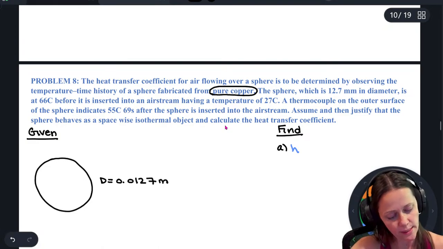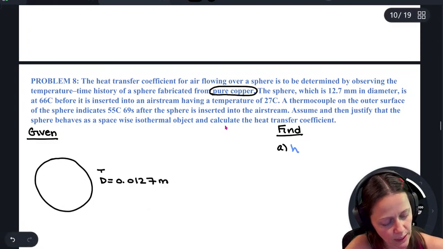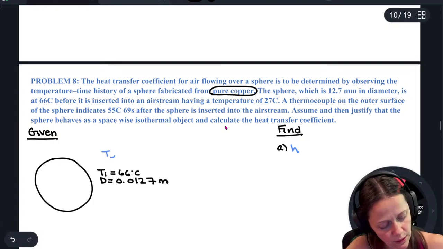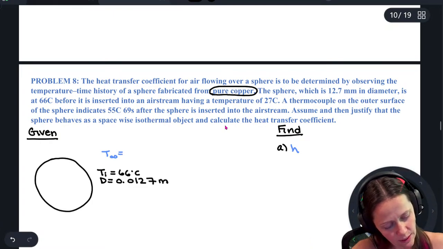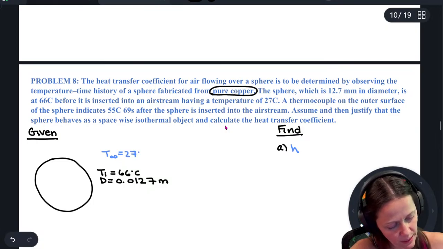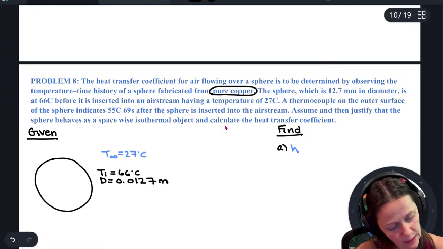It is 66 degrees before it's inserted into an airstream. So the initial temperature is 66 degrees. And then after T is equal to zero, any time after T is equal to zero, it's inserted into an airstream that's at 27 degrees Celsius. We don't know what H is. That's what we're supposed to find.